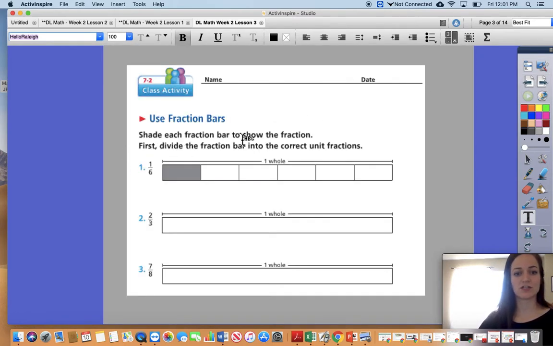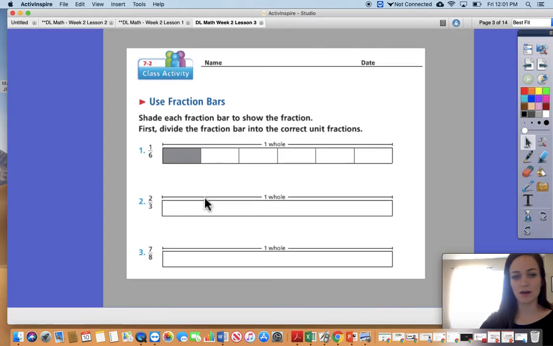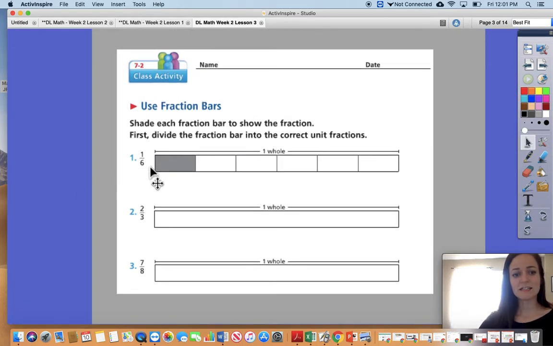So they said shade each fraction bar to show the fraction. First, divide the fraction bar into the correct unit fractions. So their first one they did for us. They have the fraction 1/6. So if we remember, the denominator, or the number on the bottom, tells us how many pieces in the whole there are, how many equal parts there are. And then the number on top, the numerator, tells us how many are shaded or separated, right? So on this one, it says 1/6. So the bottom number tells us how many parts are in the whole. 1, 2, 3, 4, 5, 6 parts in the whole, and then 1 is shaded.